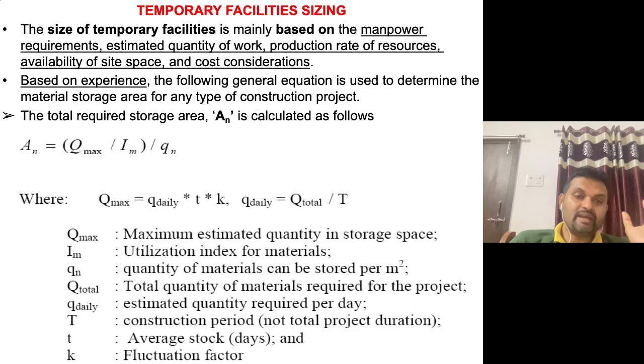Once I calculate the Q max, I just need to put it into this formula. So I'm putting the Q max into the formula. Then IM is already calculated. Material storage area.